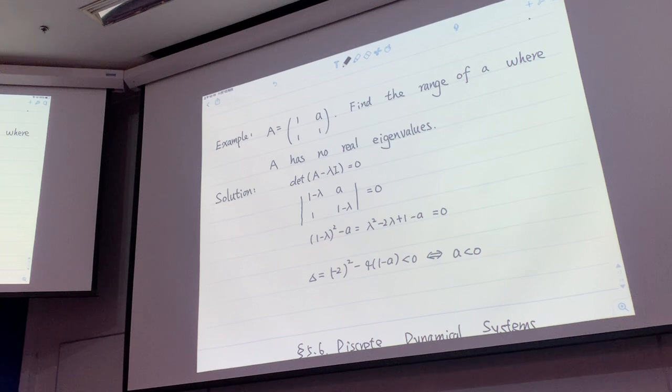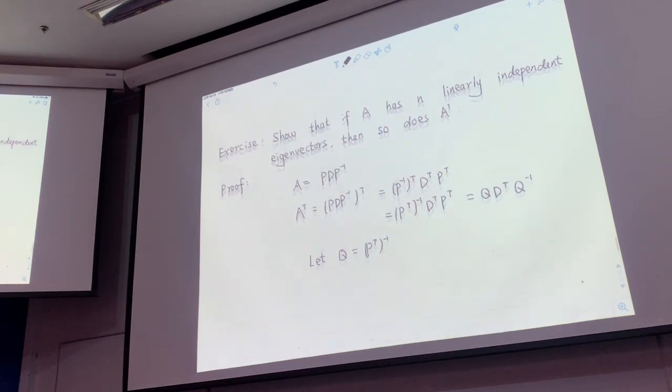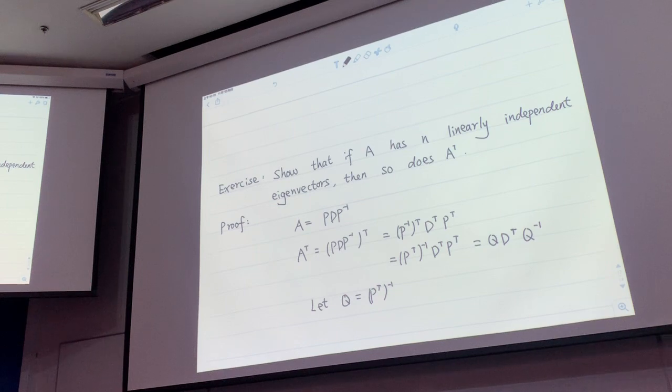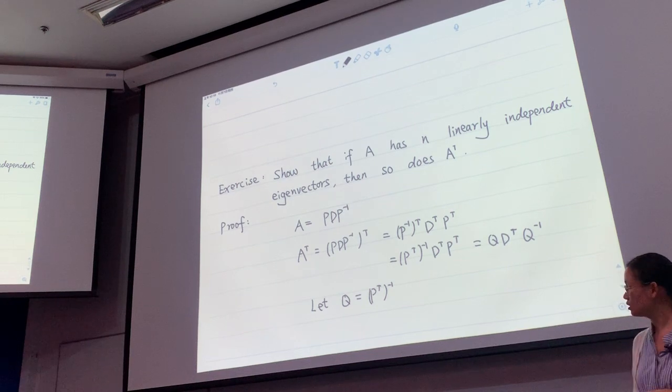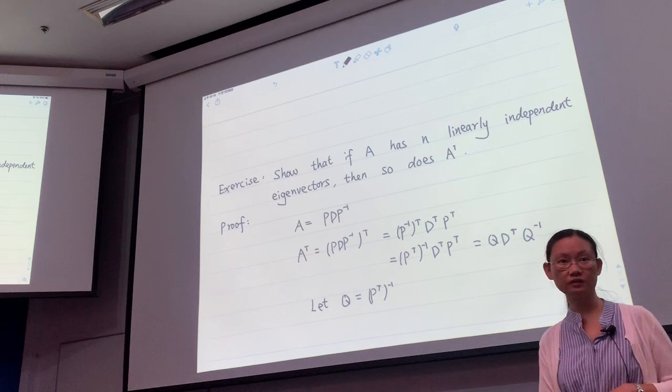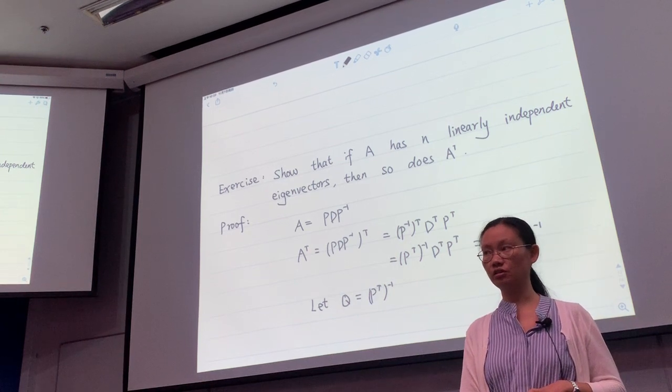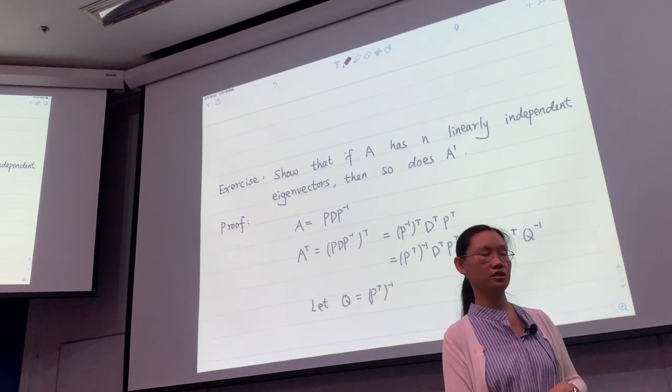Okay, due to time limitation, we just stop here today. In today's lecture, we discussed how to diagonalize a matrix A using eigenvalues and eigenvectors. There's a real example, but due to time limitation, we will leave it to the next lecture. So that's all for today's lecture, and see you next week.